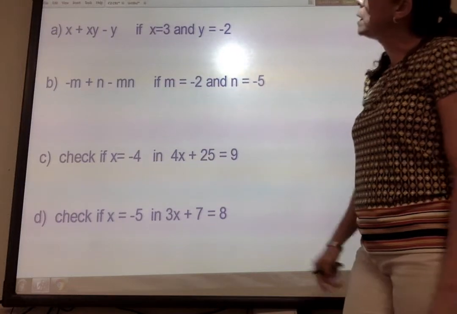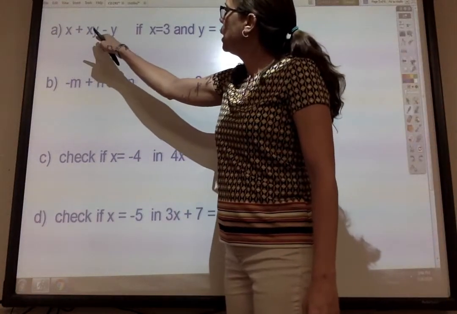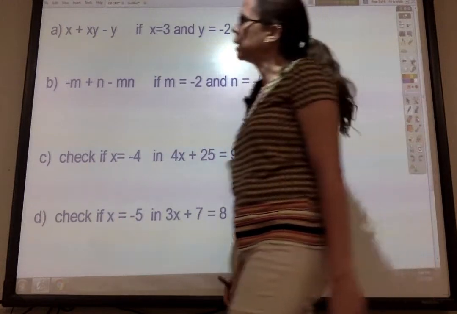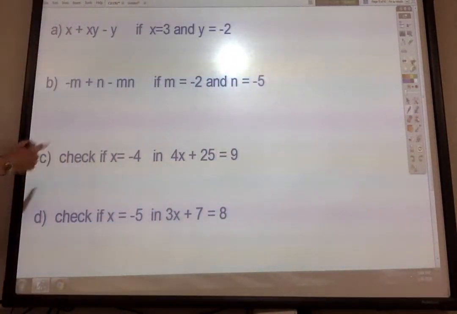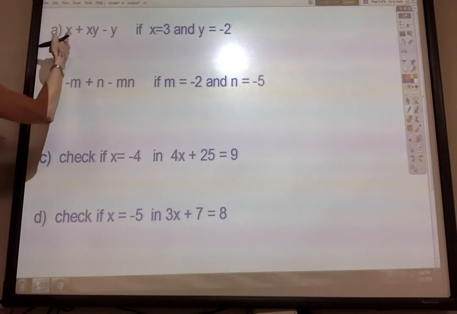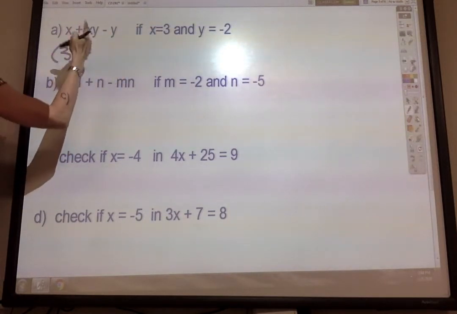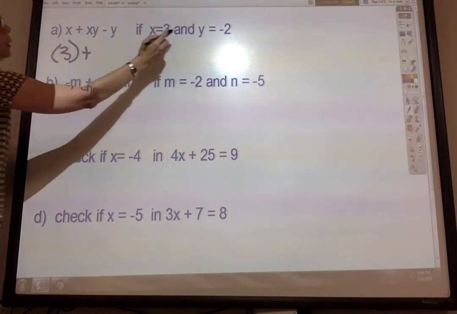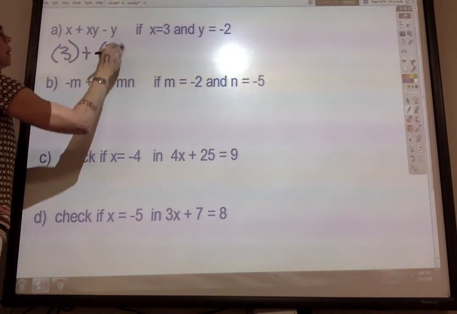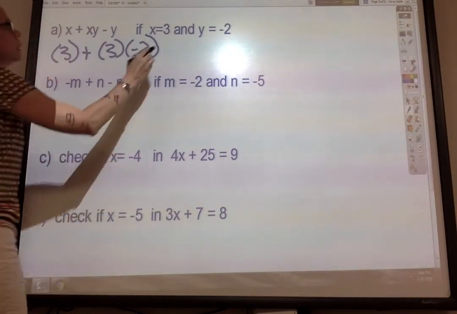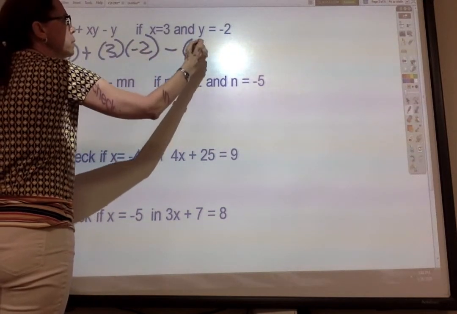Okay, the first one is x plus xy minus y when x is 3 and y is -2. I'm going to come on this other side. Let's go ahead and use our parentheses. Instead of an x, we're going to use 3 plus x times y. So this is going to be 3 times a negative 2 minus y, and y is negative 2.